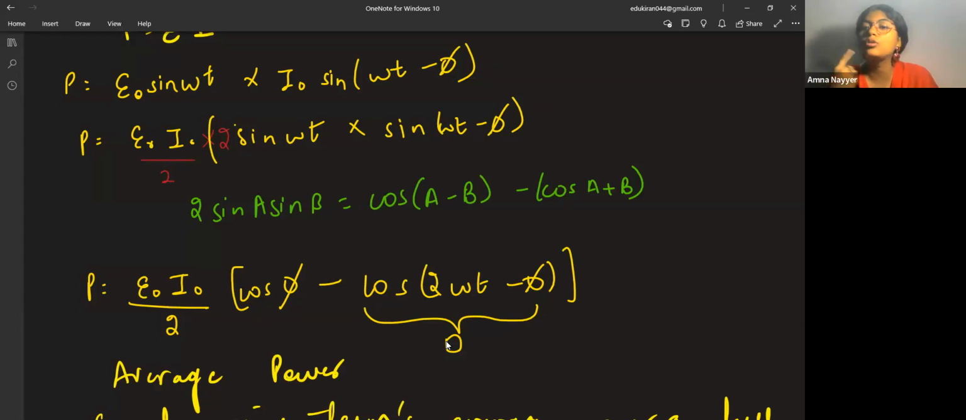This is actually cos 2 theta, so this will become 0. The terms cos 2 theta and cos 4 theta are taken as 0. So this term will be 0. So what are you left with?